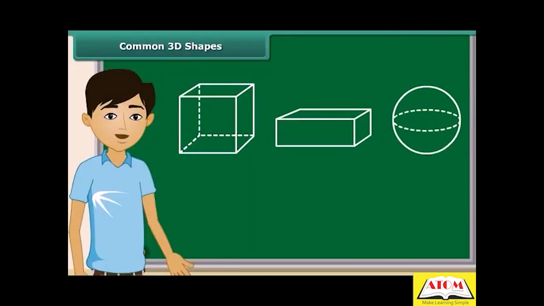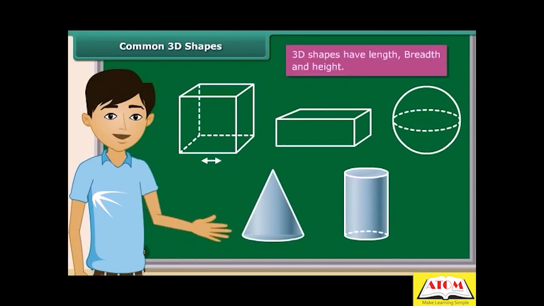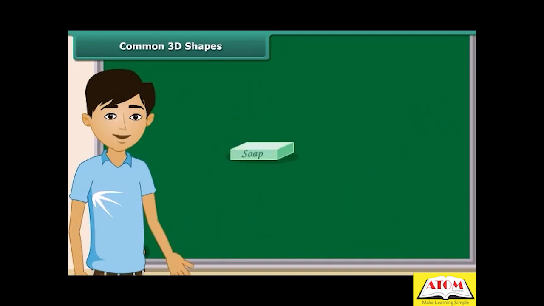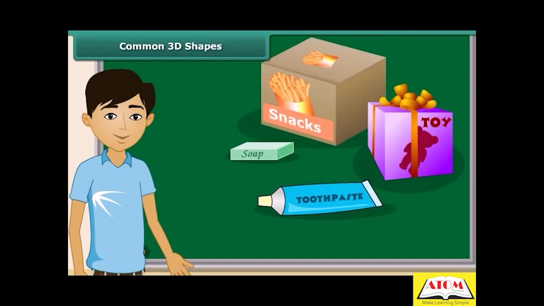Can you recall these shapes? Yes, these are three-dimensional because these have length, breadth, and height. Soaps, toys, paste, snacks, etc. often come in the packing of cuboidal, cubical, or cylindrical boxes. Let us learn about their surface area and their volume.